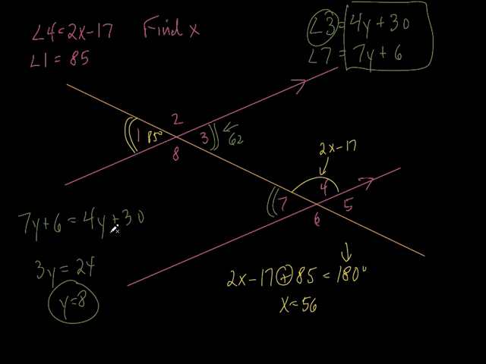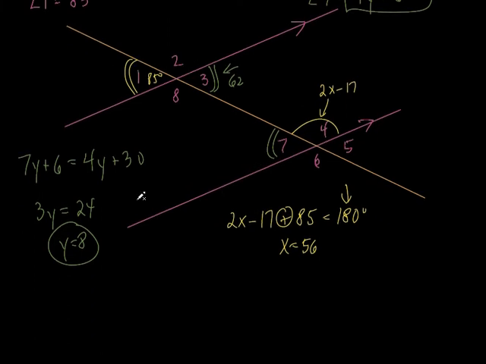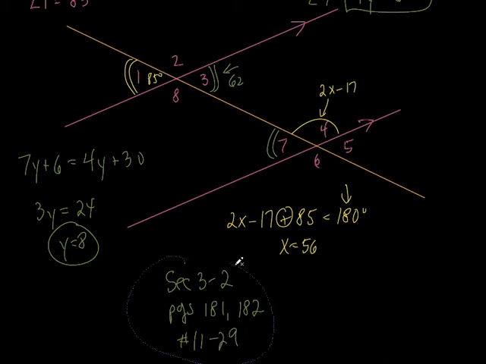It'll probably be close to as easy. So let's see what we got. Section 3-2. And we're going to do pages. Don't you hate when I say pages? 11 to 29. That's not too much. There you go.